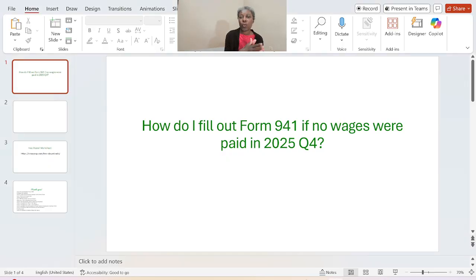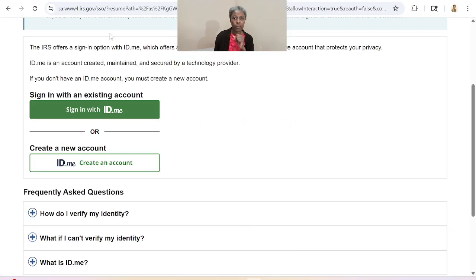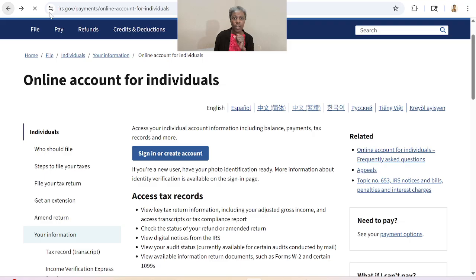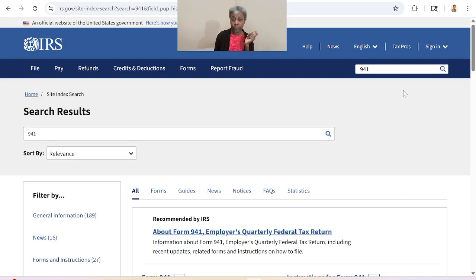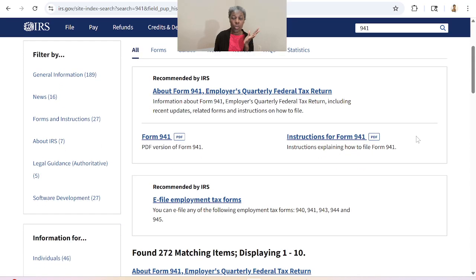Hello, how do I fill out Form 941 if no wages were paid in 2025, Q4? Well, you will go to the IRS website and just type in 941. If you filed it already for Q1, Q2, and Q3, you should have that form saved as a template, and you can just make a copy and use it.